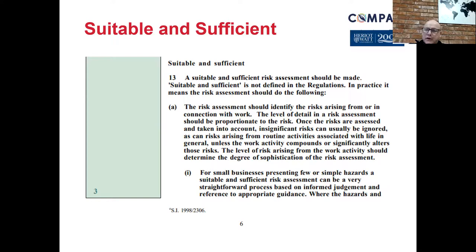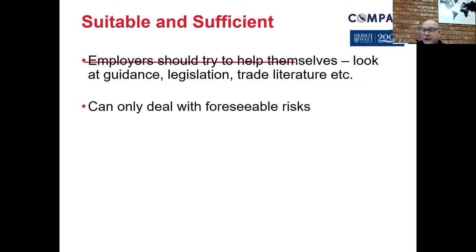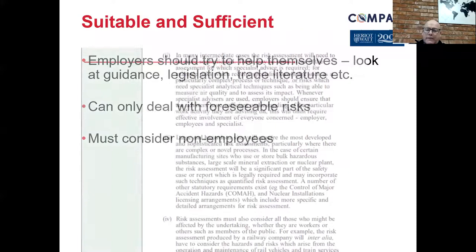And like I say, if they're less than five employees, they don't even have to record it, but they need to stand in court and explain their situation. Employers should try to help themselves: look at guidance, legislation, trade literature, etc., to find out what the industry standard is and best practice. They can only deal with foreseeable risk because you're not expected to look outside of that. It must consider non-employees, visitors, subcontractors, contractors, maintenance engineers, and so on, and members of the public. So it goes into quite some detail when we identify what they could be.